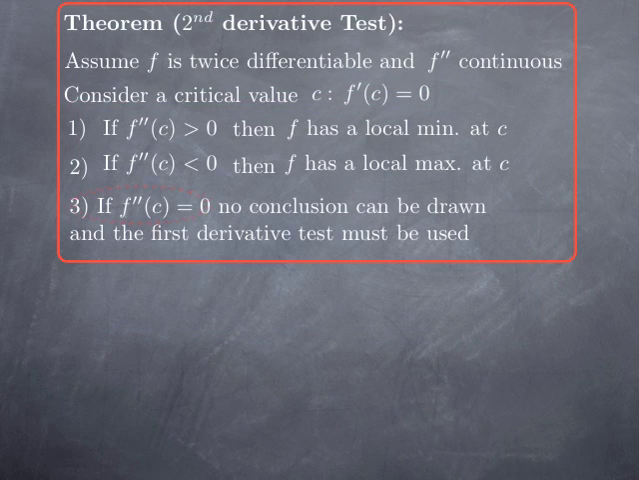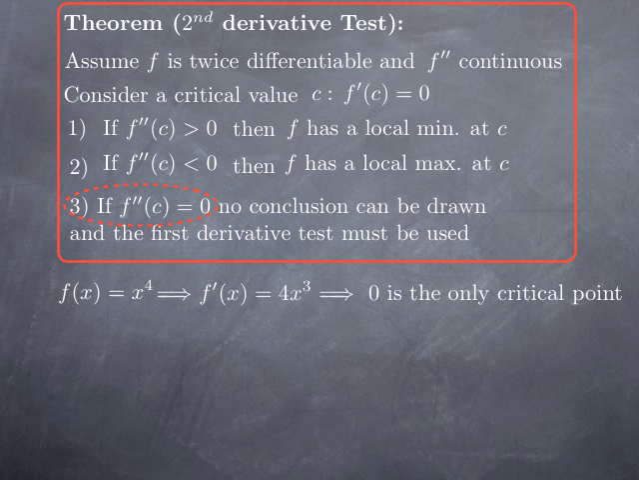So to illustrate this third point, that the test is inconclusive in the case of a second derivative equal to 0 at the critical value, consider the function x to the fourth. Then the first derivative is 4x cubed, and this is 0 only when x is 0. Therefore 0 is the only critical point. The second derivative is 12x squared, which is 0 at 0, so we're in this third case.